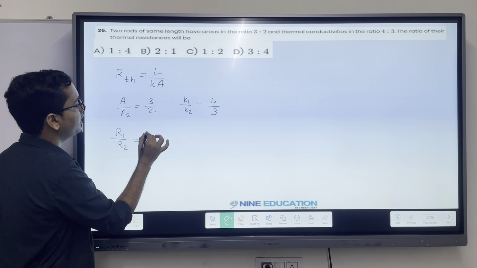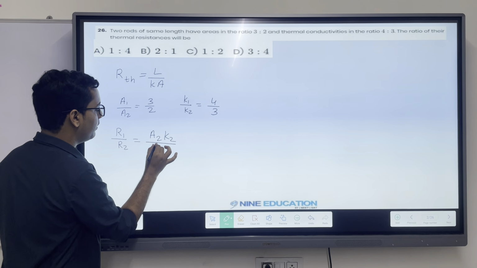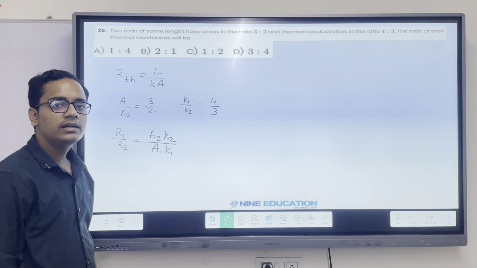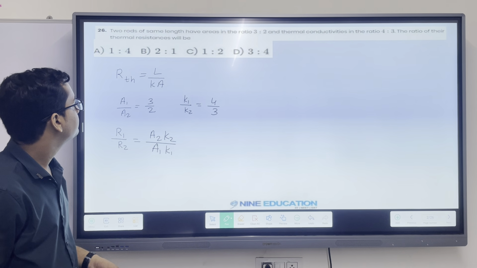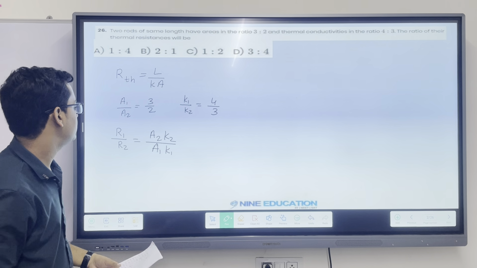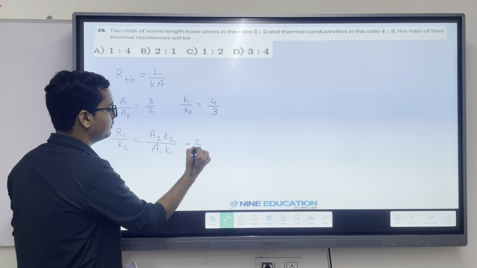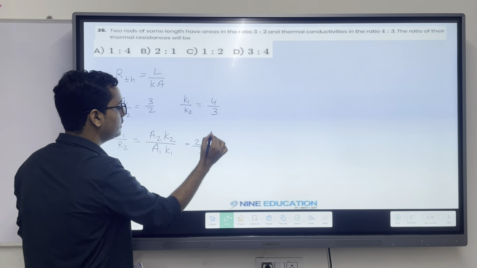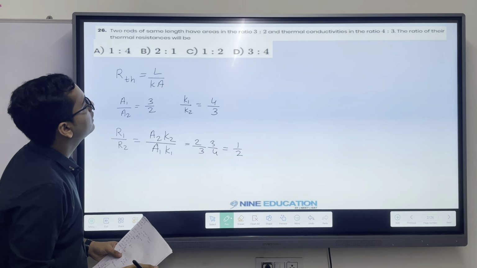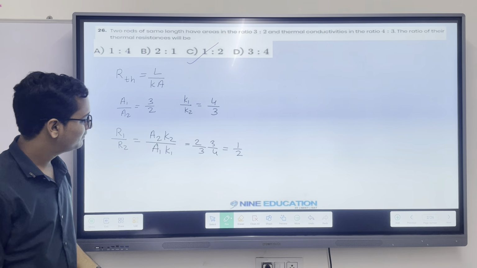What is R1 by R2? R1 by R2 is going to be A2 into K2 divided by A1 into K1. Okay. So this is L divided by KA. Same length, that's why L is not there in this equation. So what is A2 by A1? 2 by 3. What is K2 by K1? 3 by 4. This is 1 by 2. Okay, so correct answer is option number C. That's it.